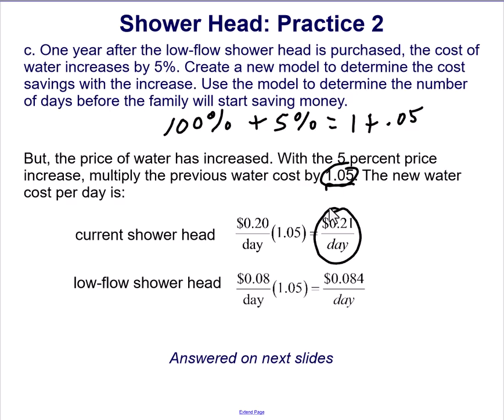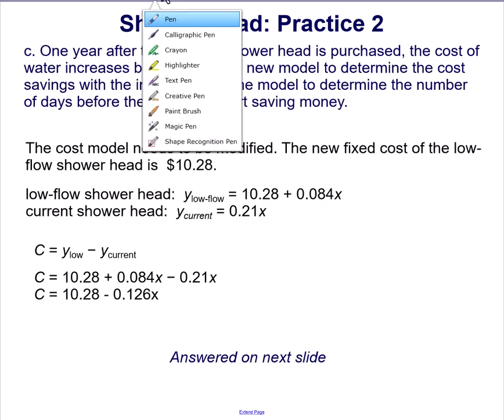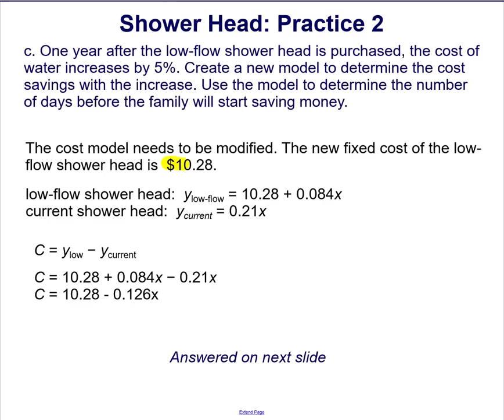For the low flow shower head, that was 8 cents per day, but with the 5% increase, that comes out to be $0.084 per day. So modifying our new cost model, the new fixed cost for the low flow shower head is $10.28. I'll highlight that so we can see it. So the model for the low flow shower head is Y with the subscript low flow. There's the fixed cost, plus the daily cost, 0.084 times X.